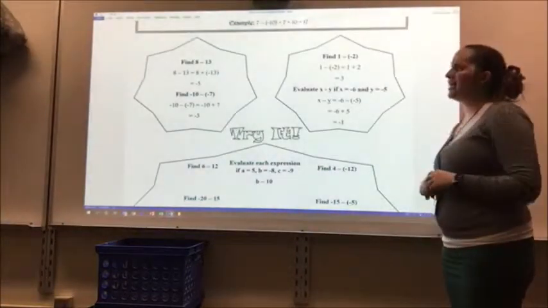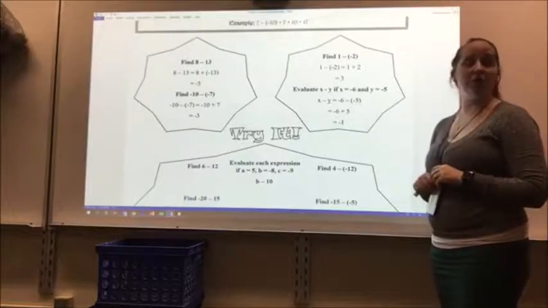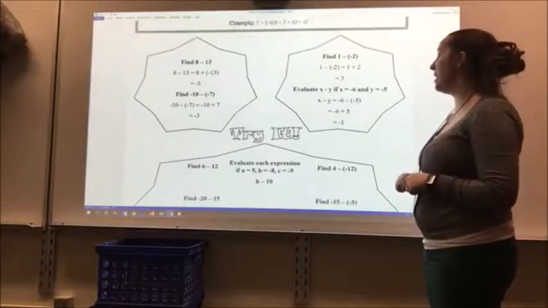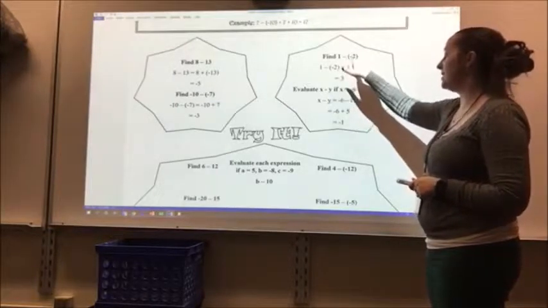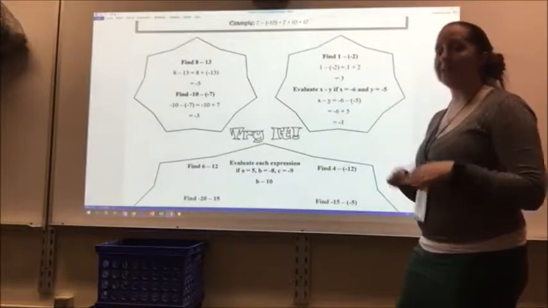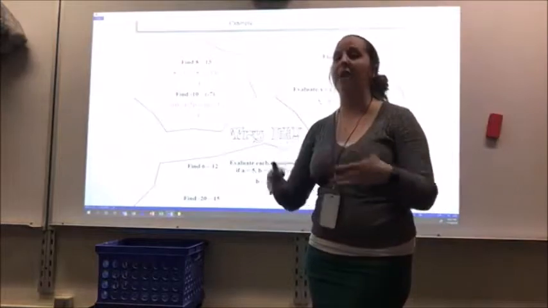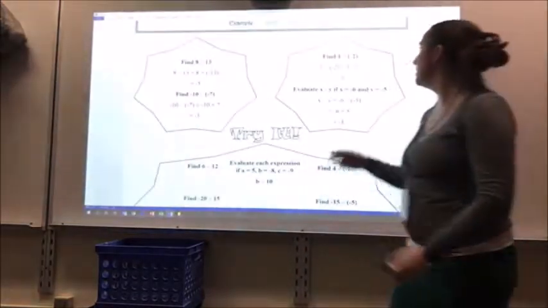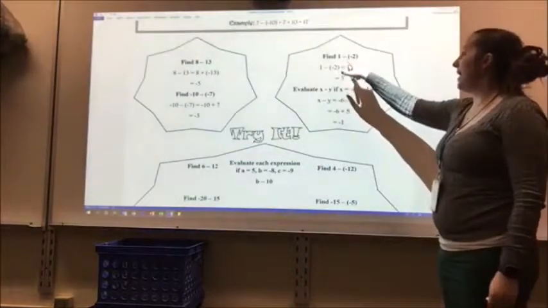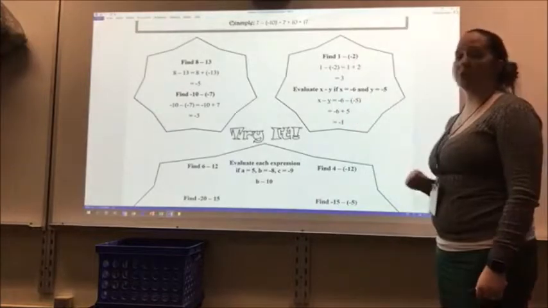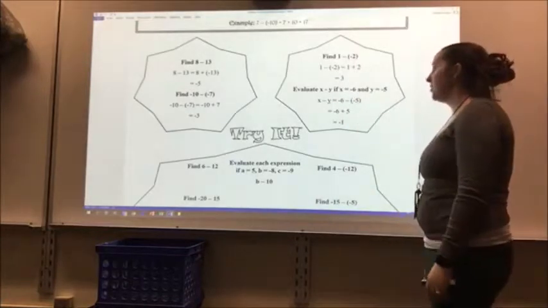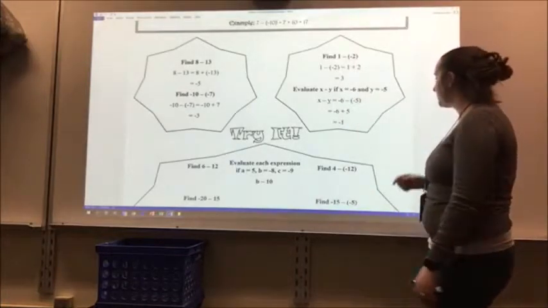Find 1 minus negative 2. Again, two negatives right next to each other make a positive. So you see there's a minus and a negative. Minus signs and negative signs are the same thing. They mean the exact same thing. You're taking away something, okay? So 1 minus negative 2 becomes 1 plus 2. Well, 1 plus 2 is 3. They're the same sign, so it doesn't matter.